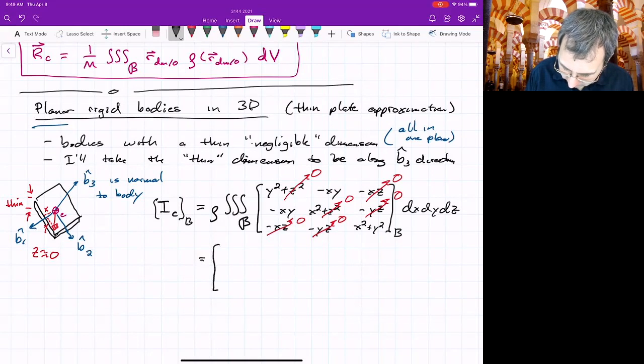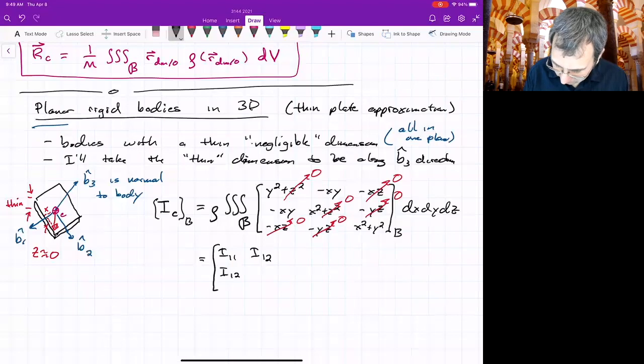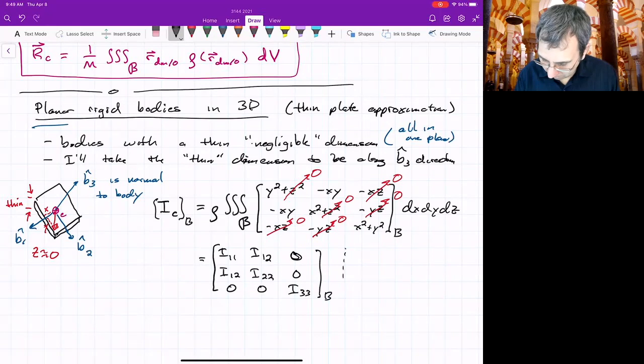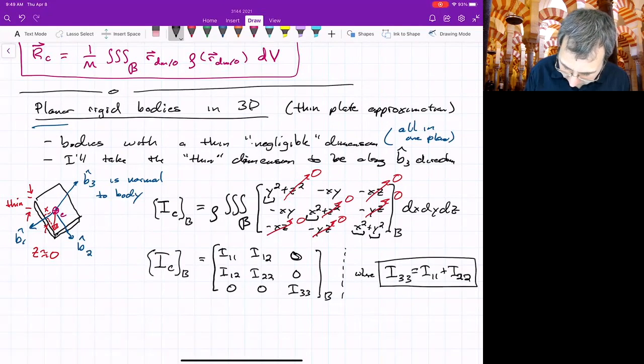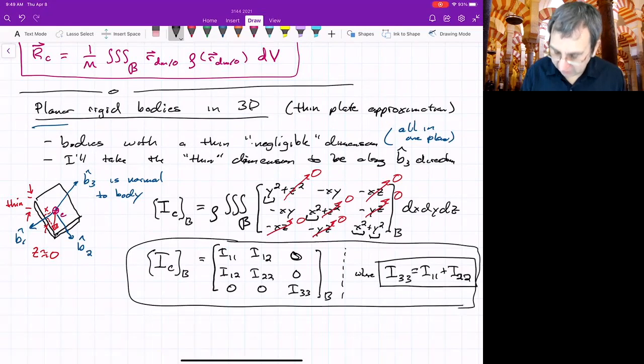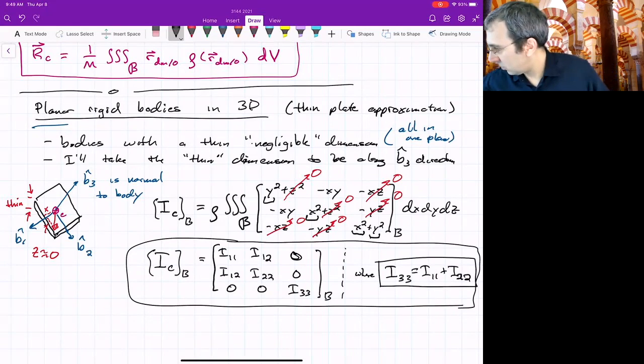So this will be just I11, I12. This is also I12, I22. And the others are 0. And if you look at the integral for I11 and I22, you'll see that this is y squared, this is x squared. And over here it's x squared plus y squared. So I33 is equal to I11 plus I22. So this is true. All this stuff is true when you have a planar rigid body. We did choose our directions appropriately.